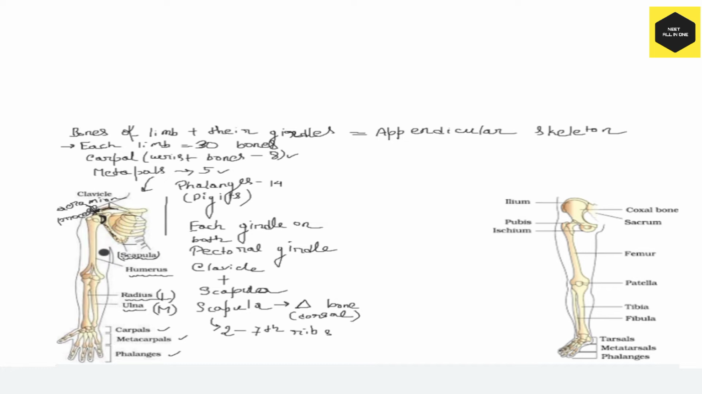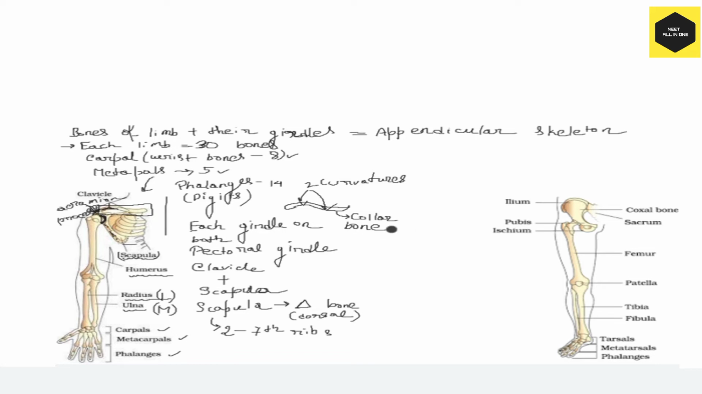Now if you look at the clavicle, if I zoom this portion out, clavicle is a bone which is like this, isn't it? So see, it has got two curvatures. And this bone is also known as collarbone, the clavicle.